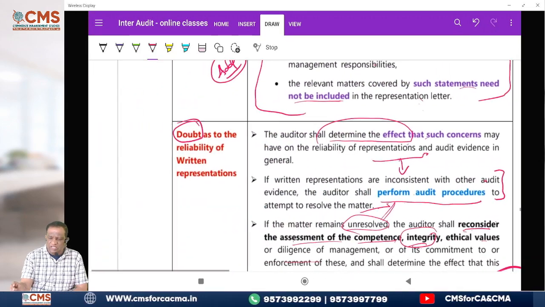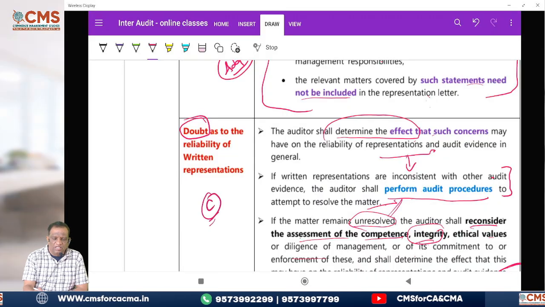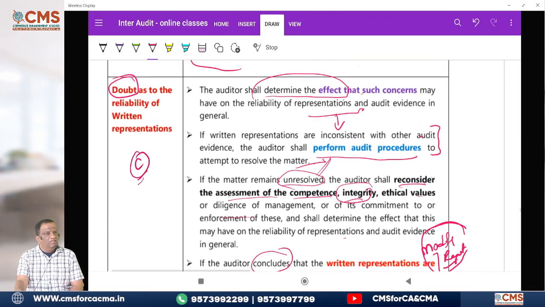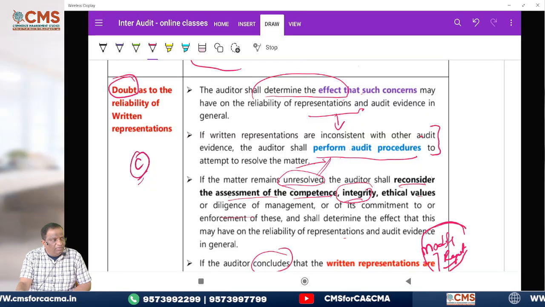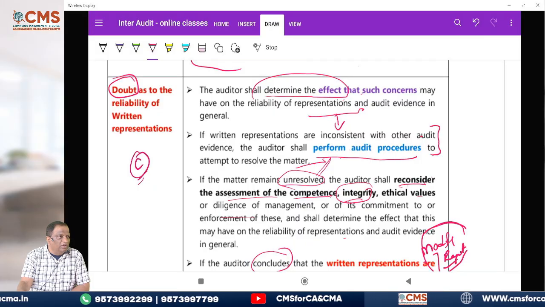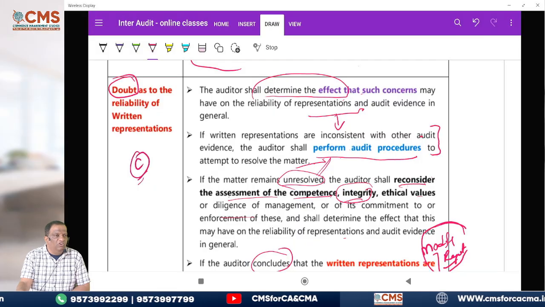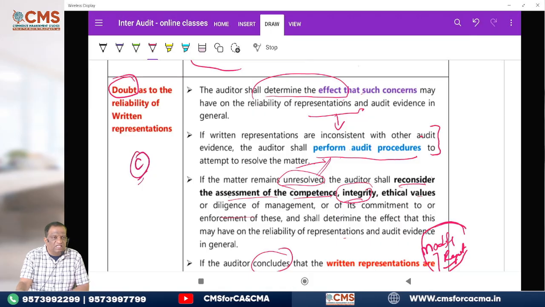It is almost like a C category, not so important, but still you can ask. I have to take management representation. I have taken it now, but I have a doubt on the reliability of it. I don't want to rely on it. Somehow my sixth sense says it is not reliable. Because I have asked, they have given.